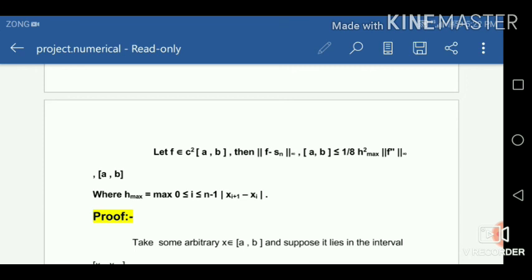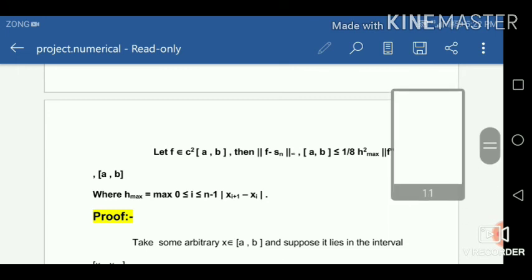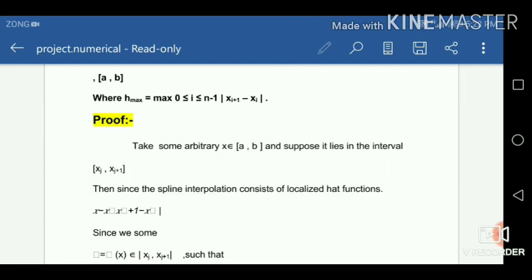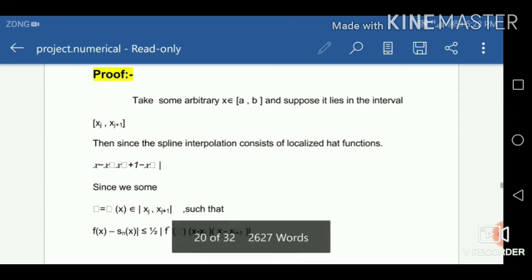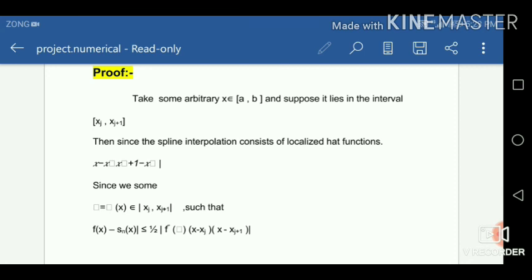1/8 h² times the maximum norm of f'' in the infinity norm on [a, b], where h maximum is equal to the maximum of |x(i+1) - x(i)| for 0 ≤ i ≤ n - 1. Proof: take some arbitrary x belonging to the closed interval [a, b] and suppose it lies in the closed interval [xj, xj+1].